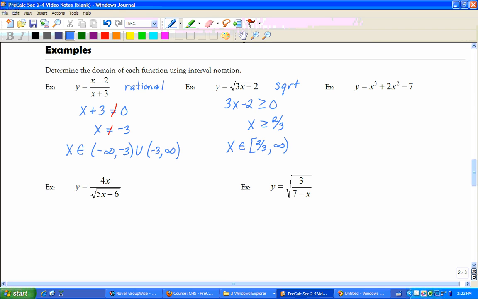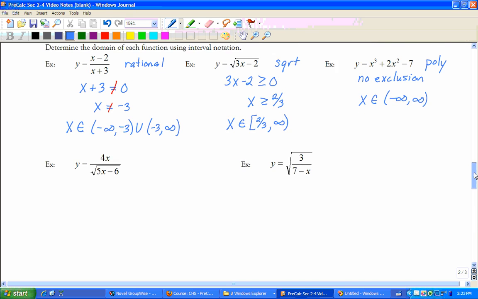Our last example is a polynomial. Now, polynomials do not have any variables in the denominator, and we don't have any square roots in this one. So this would be no exclusions like the last ones. So our domain would be x is an element of the interval from negative infinity to positive infinity, which means all real numbers. So let's see what happens when we combine these properties or these exclusions together.